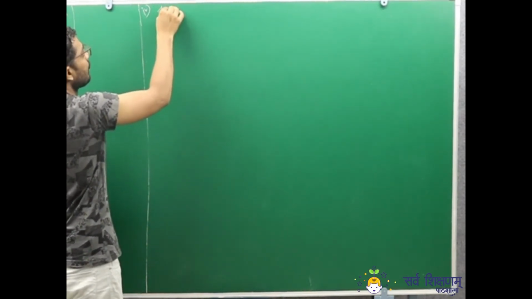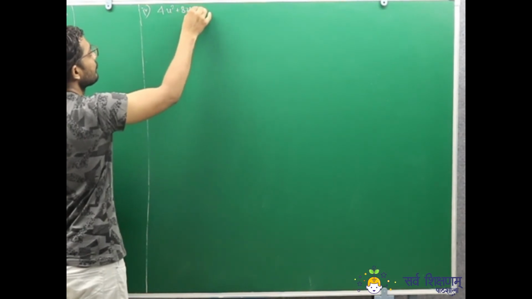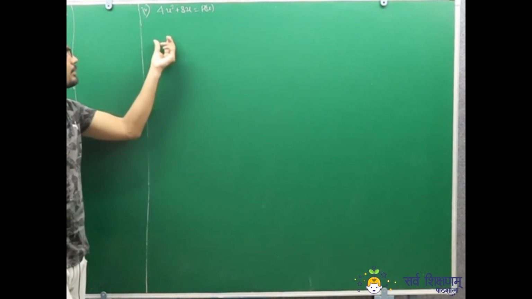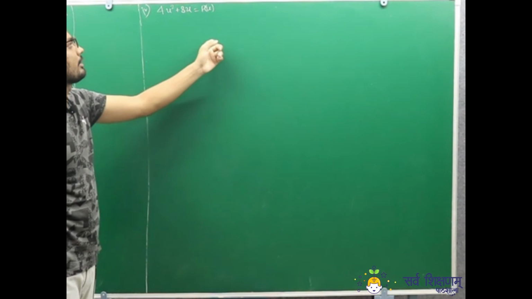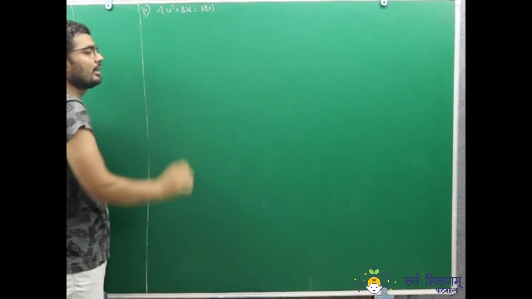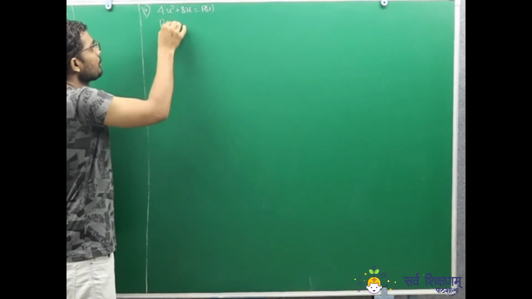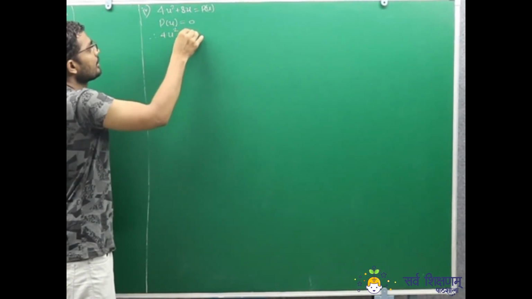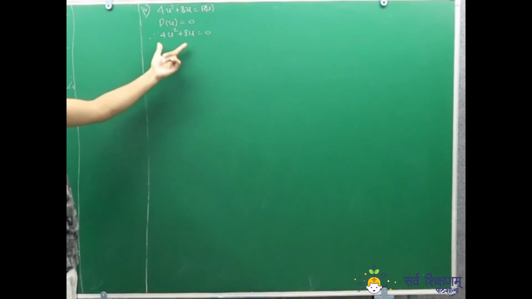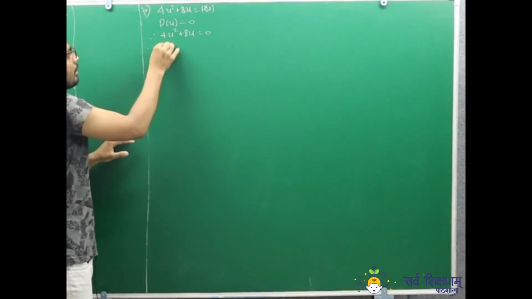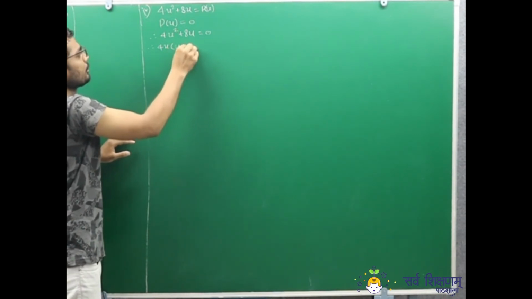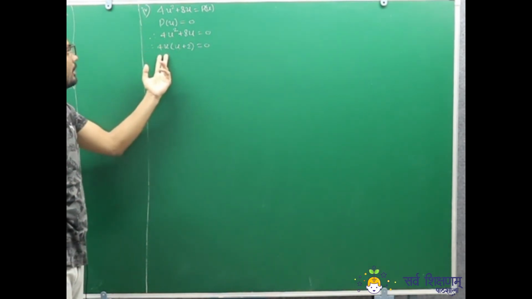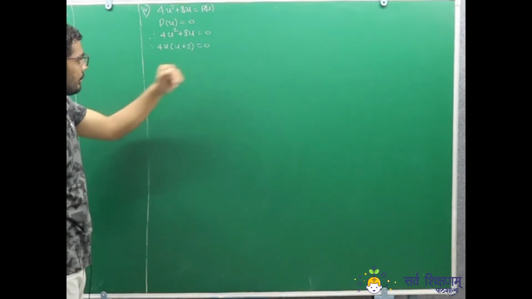Question number 4. 4u square plus 8u is equal to p of u. Here you see that in ax square plus bx plus c, there is no constant term. Therefore we use another method for finding zeros. For finding zeros, p of u becomes 0. Therefore 4u square plus 8u is equal to 0. From both, 4u is common, remaining u plus 2 is equal to 0. Here remains u and here remains 2.